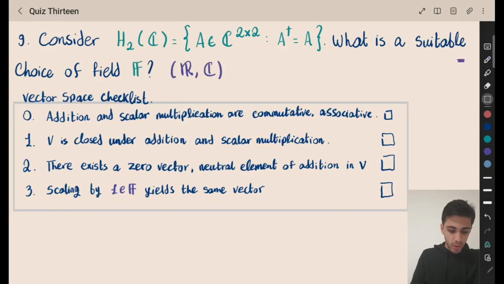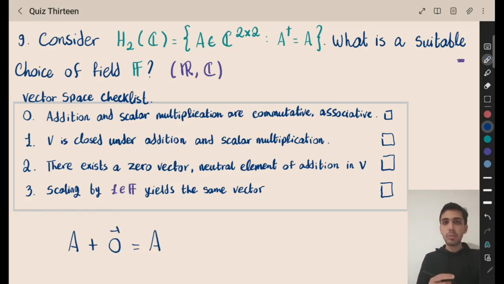Usually, we take a look at all of the properties, but I think here we're only going to look at the properties that are relevant to the choice of field. So this is a field property, and that is a field property if you talk about scalar multiplication. The zero vector, you can establish its existence. If you just take any matrix A in H2C and add to it the zero vector, you get A back. But when I say the zero vector, I mean the 2 times 2 matrix which has four zeros.